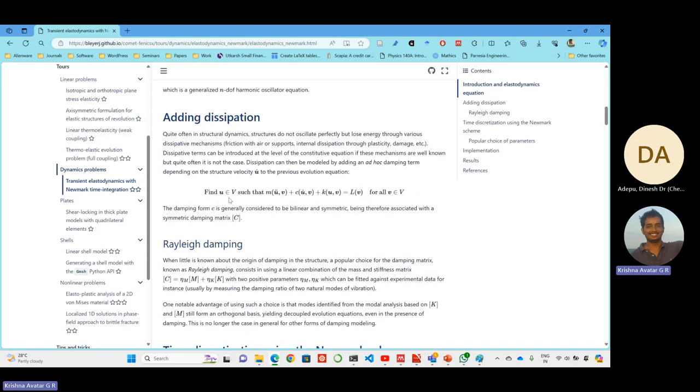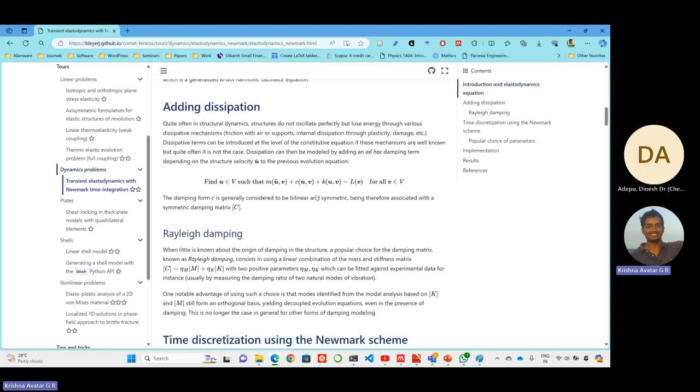So here it becomes: find u vector, an element of V, such that m of u double dot, v plus c of u dot, v plus k of u, v is equal to l of v, for u, v an element of capital V. So that is our bilinear form.